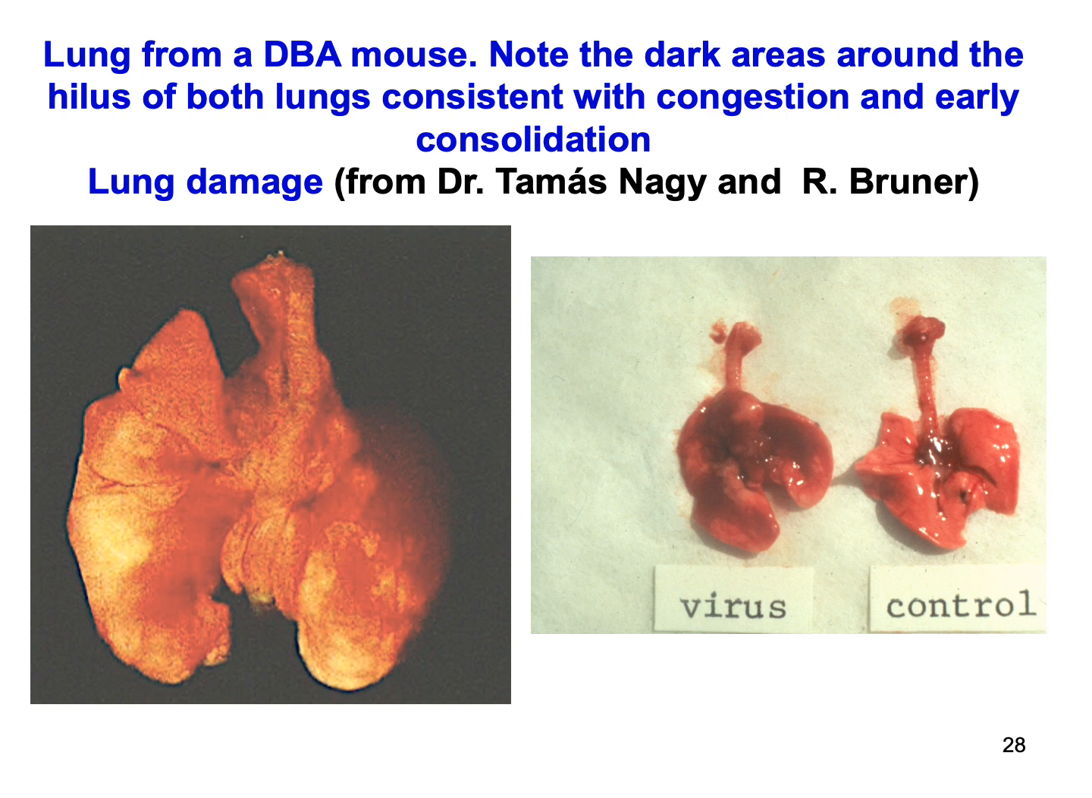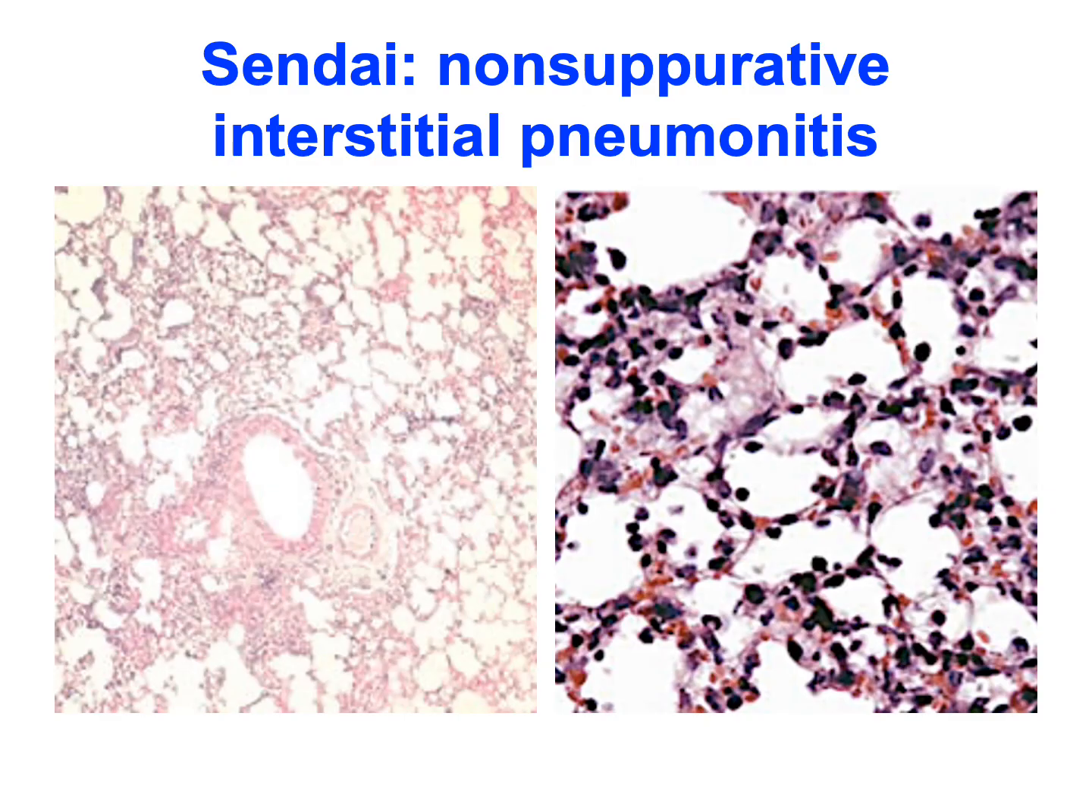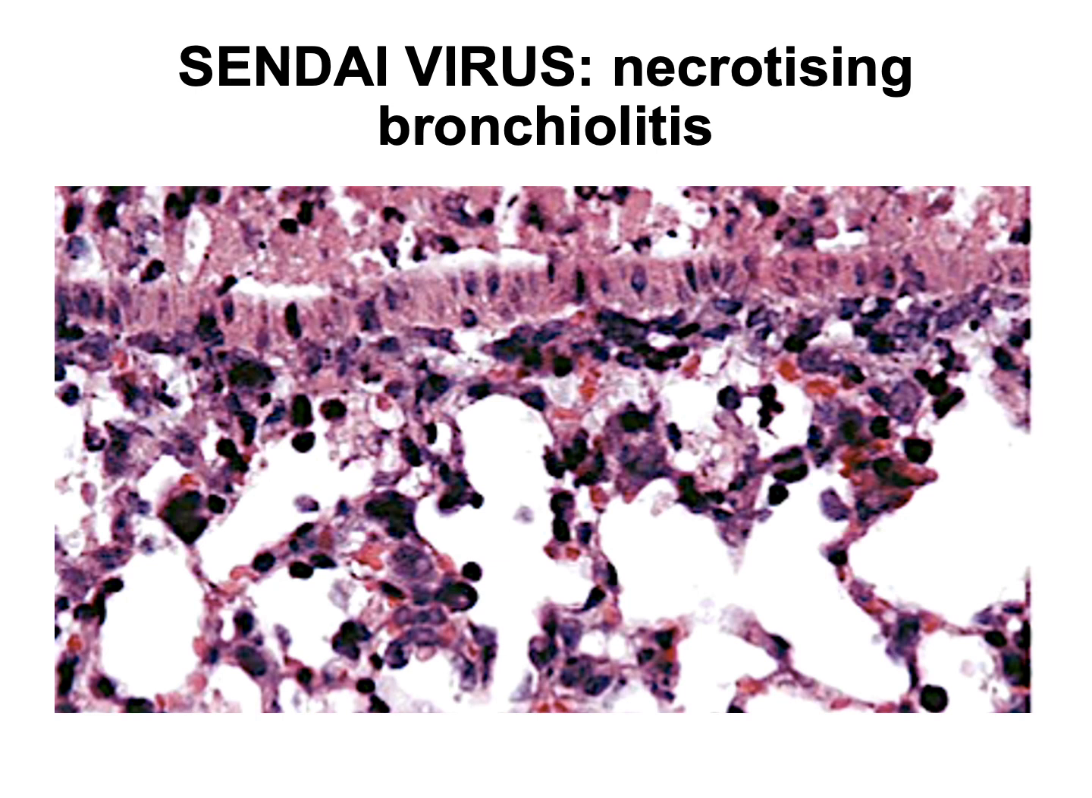What is the histological picture of the Sendai disease? This is a non-suppurative interstitial pneumonitis. You can see the histiocytes everywhere in the interstitial tissue. And not only in the interstitial tissue, but you see that Sendai virus will cause also necrotizing bronchiolitis. You can see here a series of dead cells.